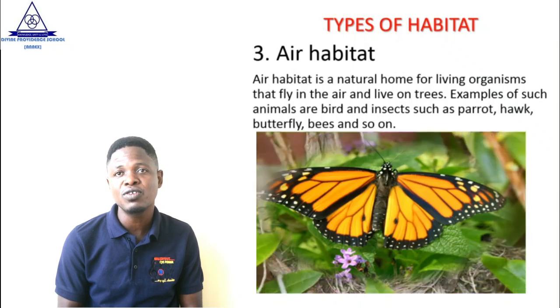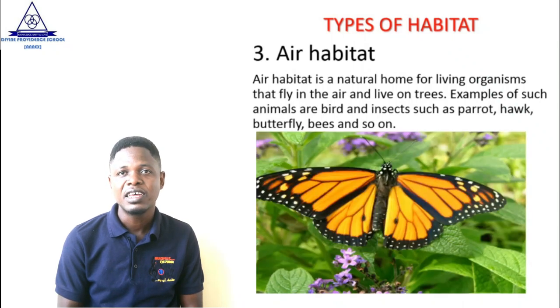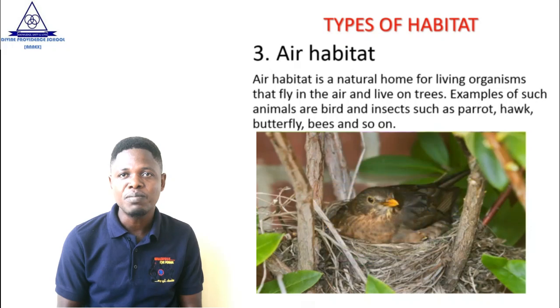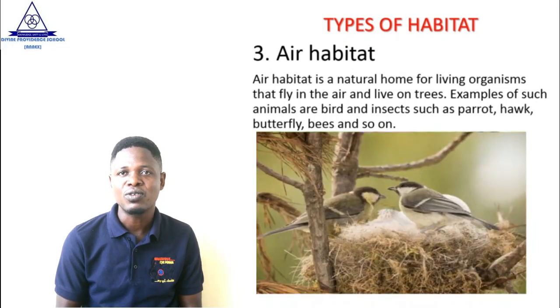You can see a very beautiful butterfly there, living in a tree. That is where it lives. Let's quickly move on to another picture. You can see birds in their nest. That is so wonderful. You can also see another one there. So this is what we call air habitat.